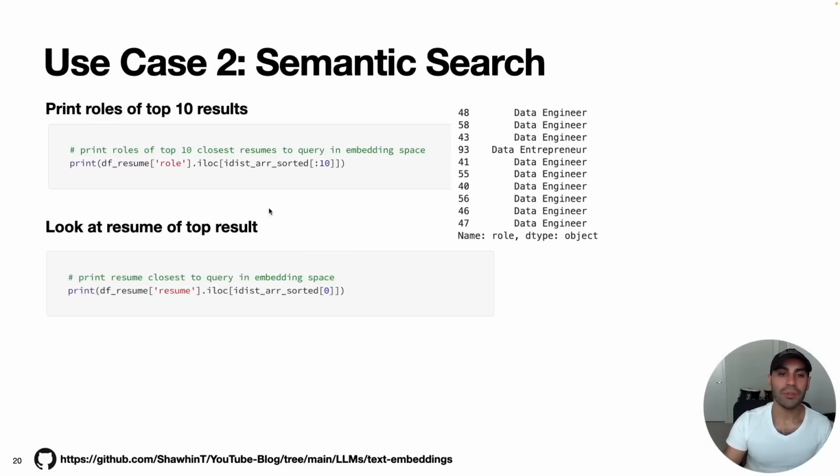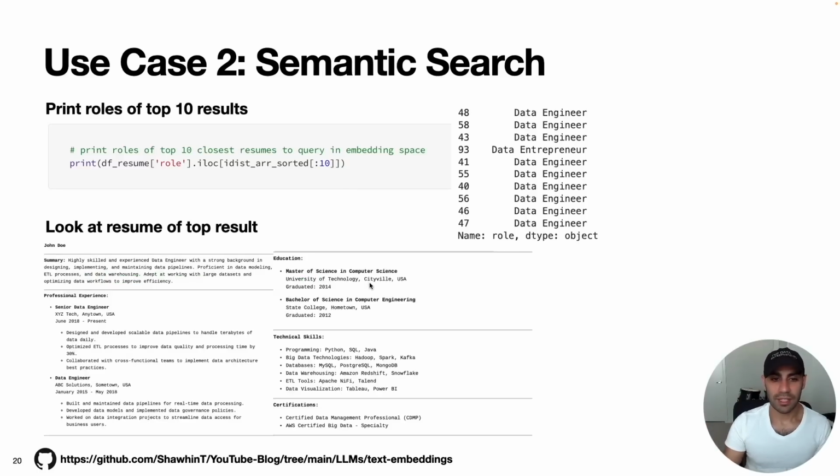Another thing we can do is to look at the resume of the top result. And so we can do that in this way. We go back to our df resume data frame, look at the resume column, and then return the resume that corresponds to the first element in this dist array sorted array. And so the resume looks like this. Just reading through this, highly skilled and experienced data engineer with a strong background in designing, implementing, and maintaining data pipelines.